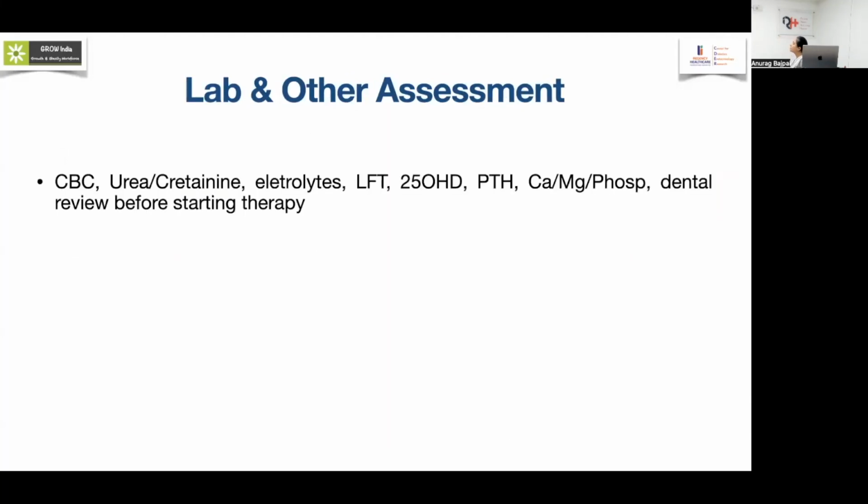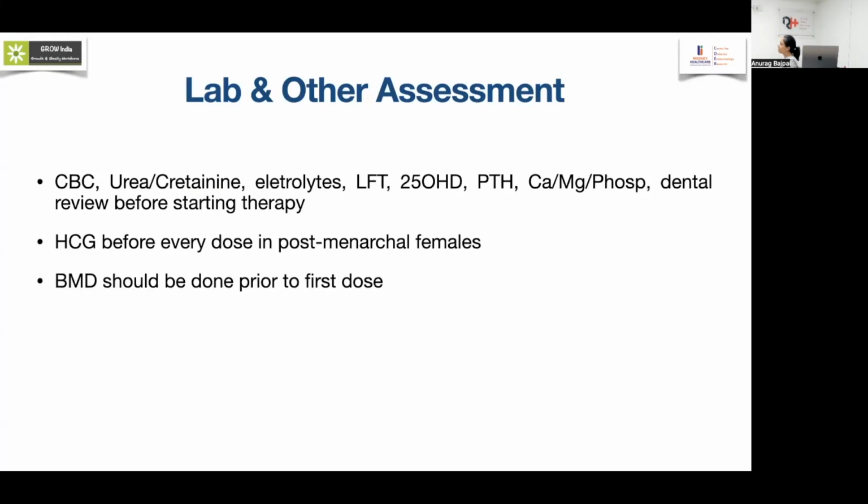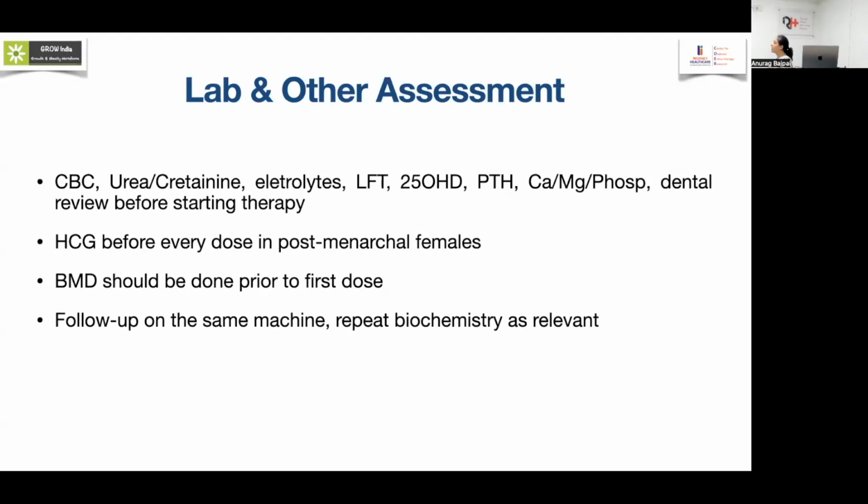Lab and assessment, again, sir has already discussed, so I will not. An important thing is doing HCG levels before every dose in postmenarchal females. BMD should be done prior to the first dose because that will help you decide whether you need to halve your dose subsequently, continue the same, or make it one-fourth. So just going by the fracture or vertebral fracture may not do. It is good to have a baseline BMD. And when you follow up, do it on the same machine.